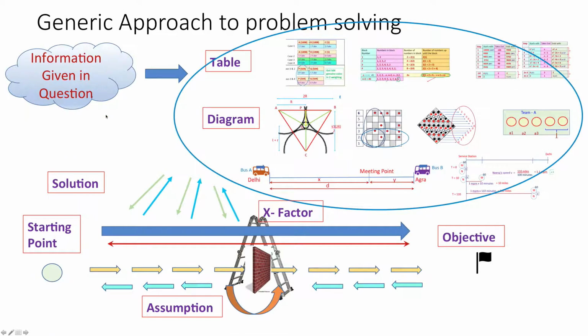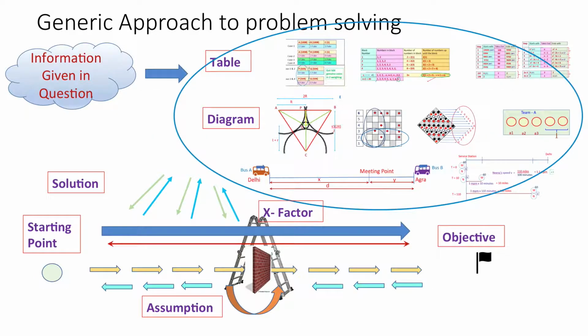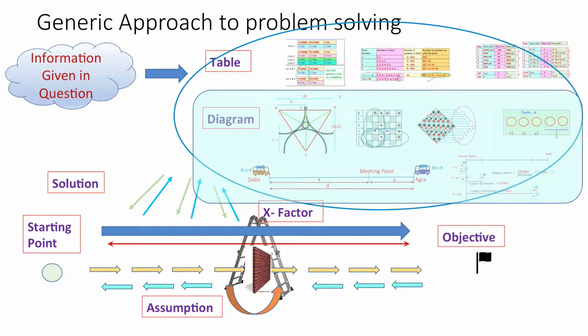So after the assumptions, the next thing you have to take care of is the diagram, which is a pictorial representation of the information in the question. As they say, a picture is better than 1,000 words. So you should be drawing a picture which truly depicts the problem. This is the section.